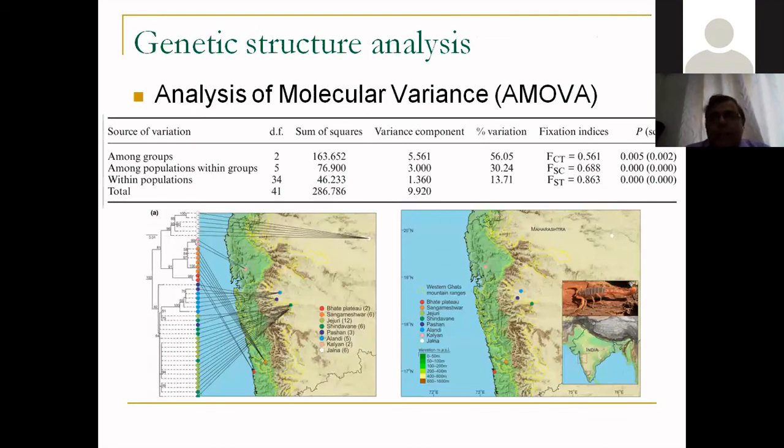You can also look at genetic structuring using a method called analysis of molecular variance. Now, this is a method very similar to the analysis of variance that we use, but you look at the molecular variance, and this is another statistical test you can use to find out whether, if you have groups of organisms, those groups are significantly different from each other or not.